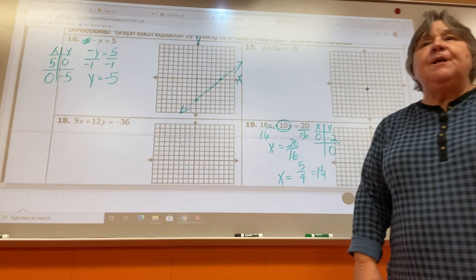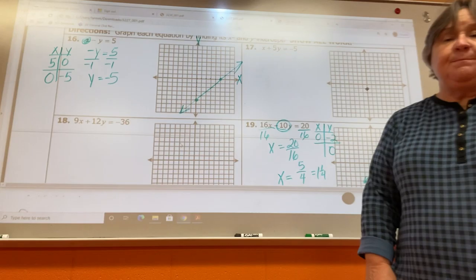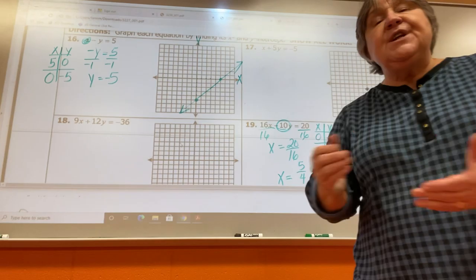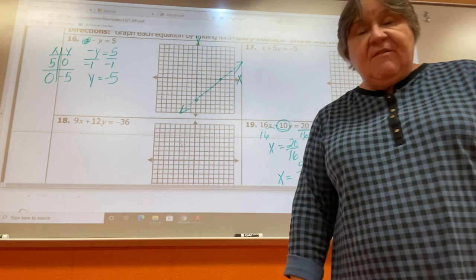Now I'm going to make x 0. So if I make x 0, that's not there. I have negative y equals 5. Now that's not y equals 5. So I have to divide by negative 1. And now I have y equals negative 5.